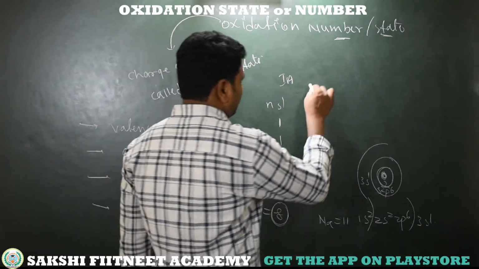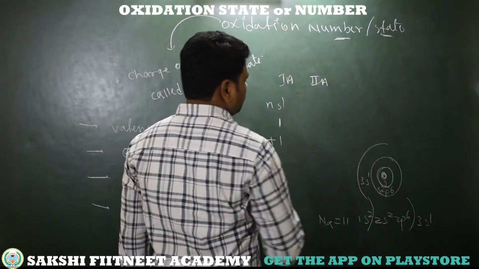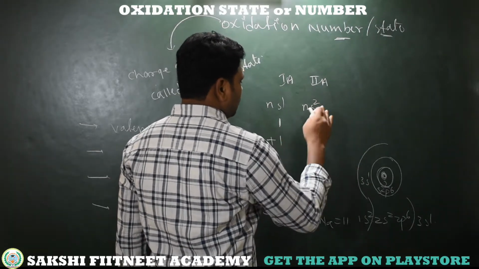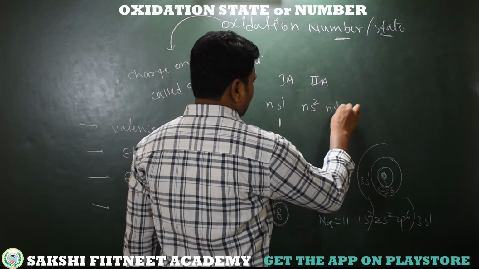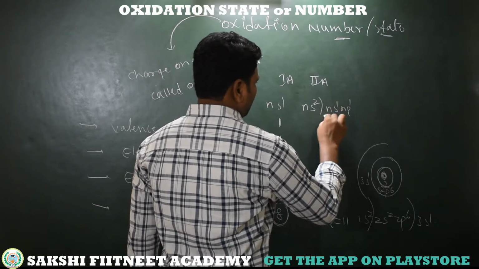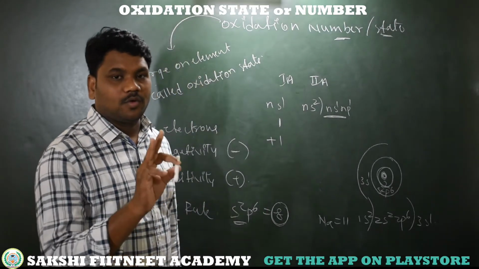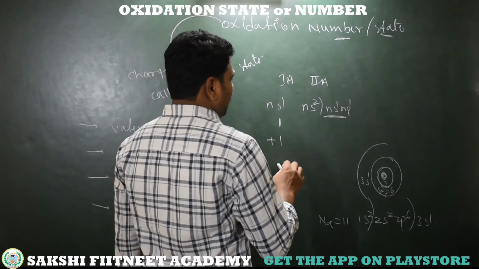Coming to second group elements. Second A group elements, what is the electron configuration? Actually it's ns2. The stable configuration becomes ns1 np1. So this second group element shows 2 valence electrons.